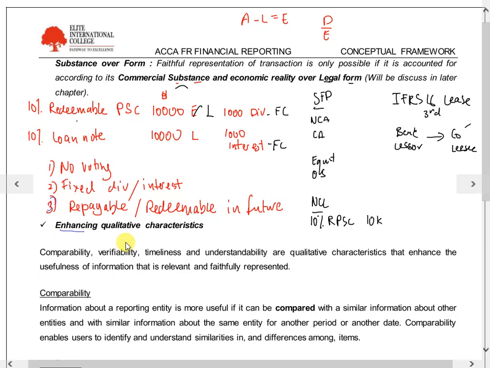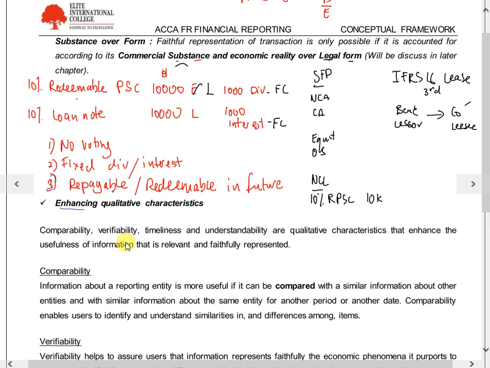Okay, substance over form. This involves a lot of judgment. You have to look at the contract. In practice, it means you have to look at the contract. This one has this characteristic, that one has that characteristic. So this is that. Alright. So substance over form is part of faithful representation, faithful to the user.